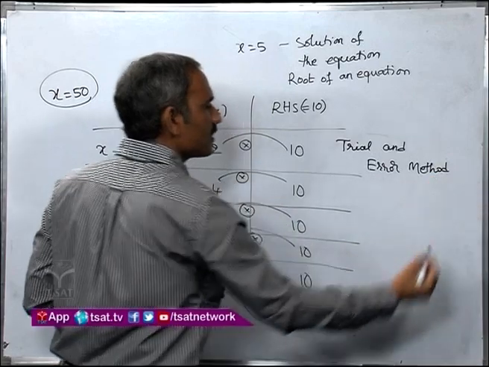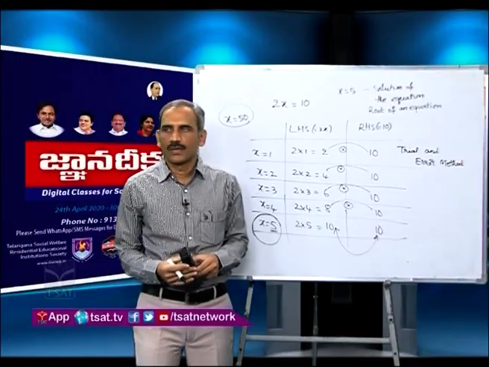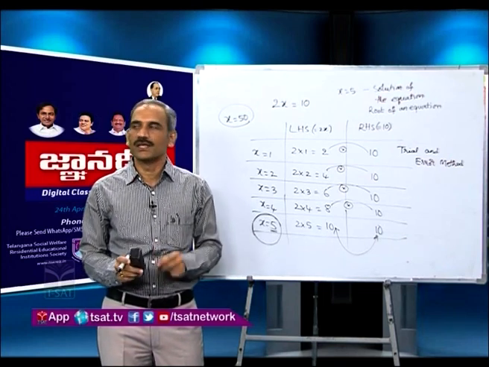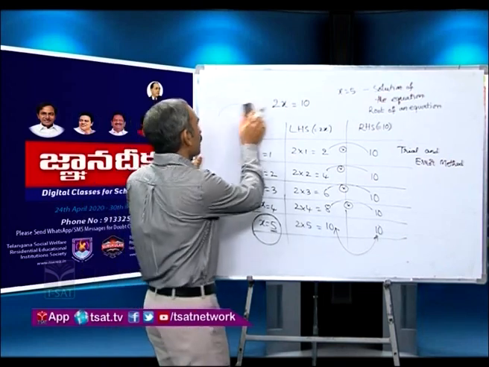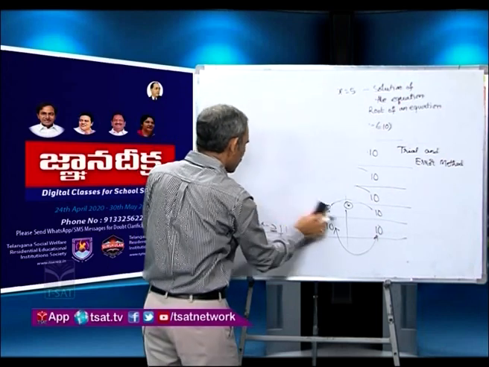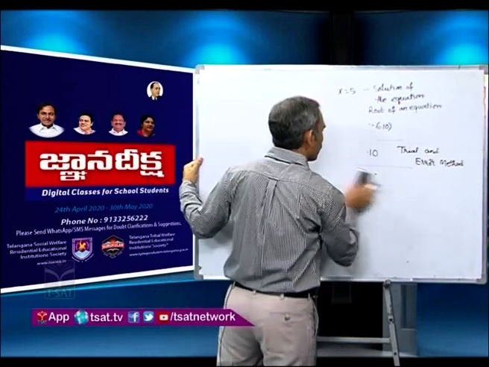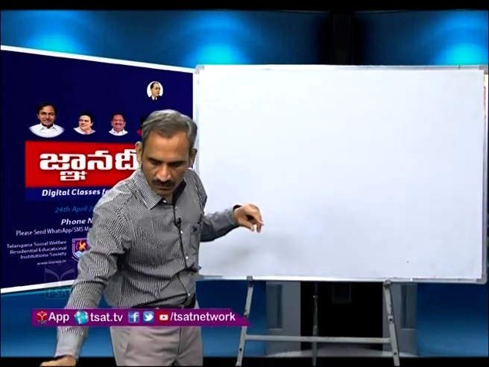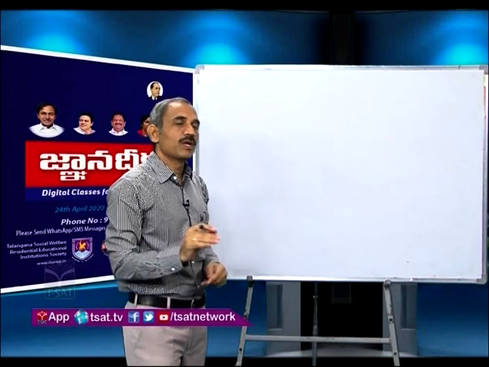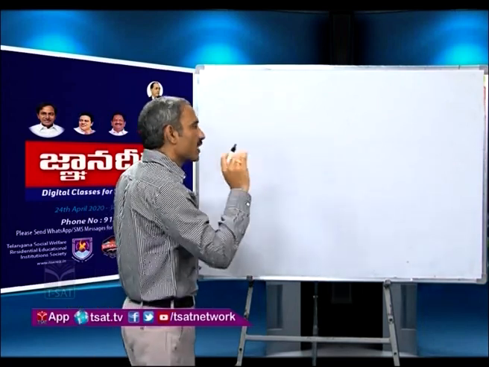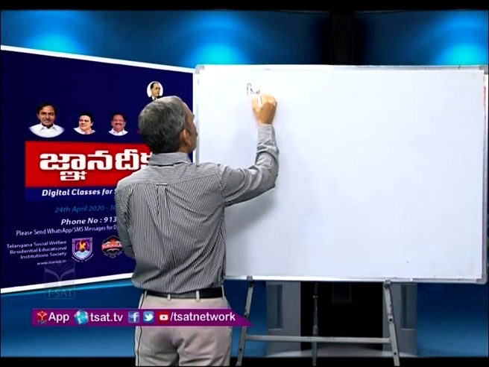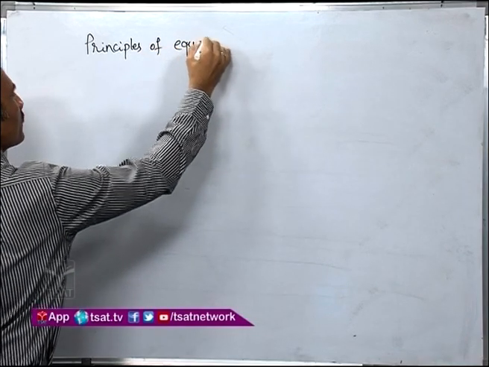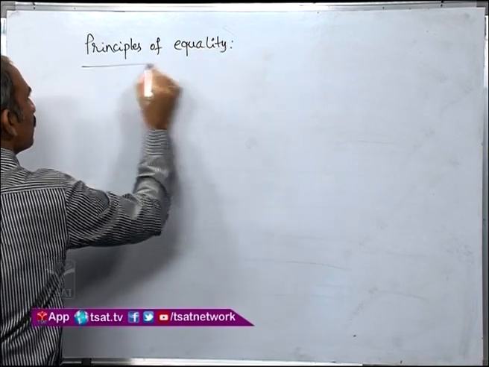As this method is taking too much time, we have one smarter way to find the solution of a given equation. Okay. Now let us find the solution of the given equation in a smarter way. To find the solution of the equation in this smarter way, you have to remember one principle, that is the principles of equality. Already you know about this, I just want to brief it again.